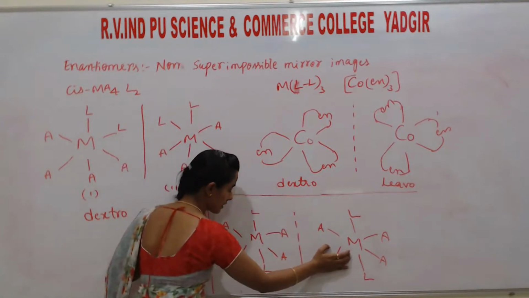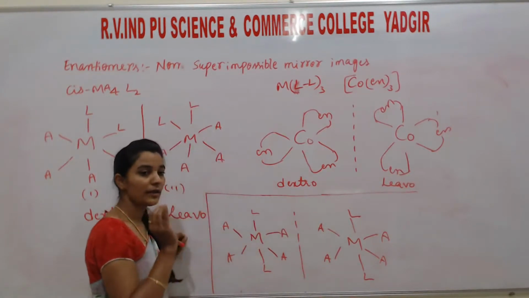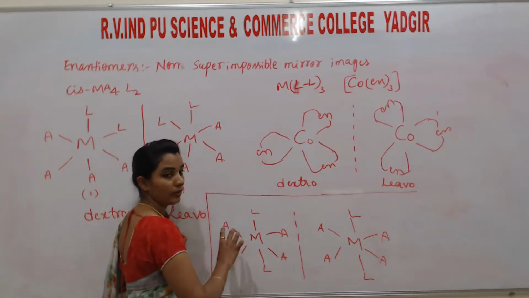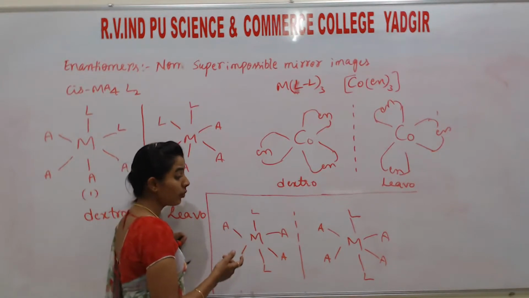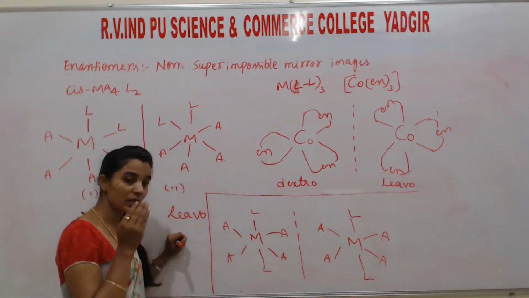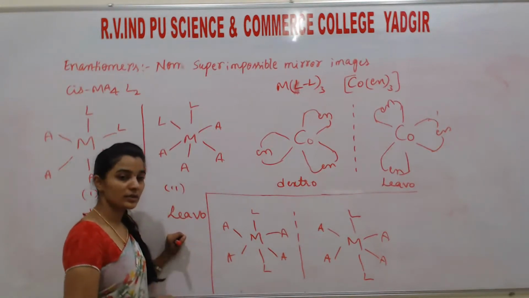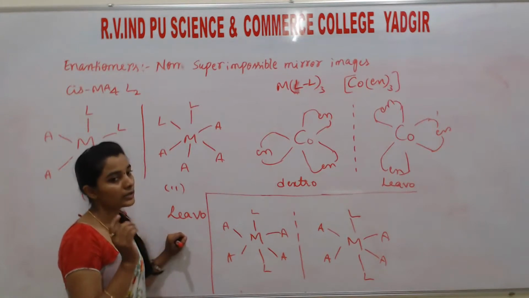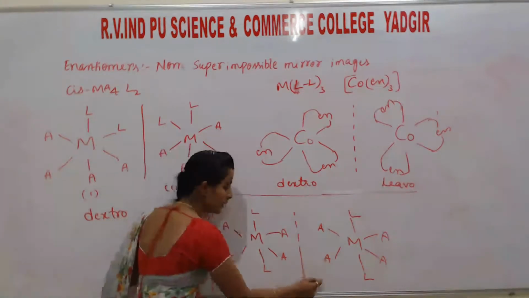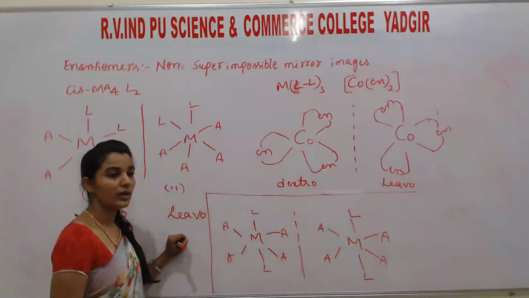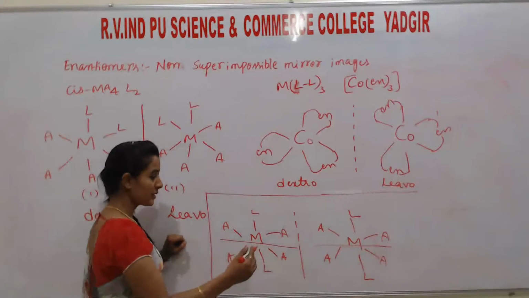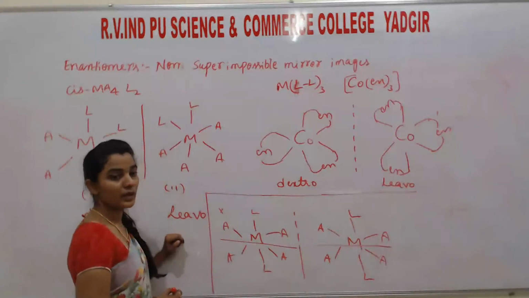If we take structure 2 and place it on structure 1, each and every ligand is superimposed with the other. That means there is no chance of rotating the plane polarized light in the opposite direction. Both structures and both mirror images are the same, so their optical activity is also the same. If one rotates the plane polarized light towards the right, the other will also rotate it towards the right. So they possess symmetry. If they are symmetrical, their activity gets cancelled and becomes 0.